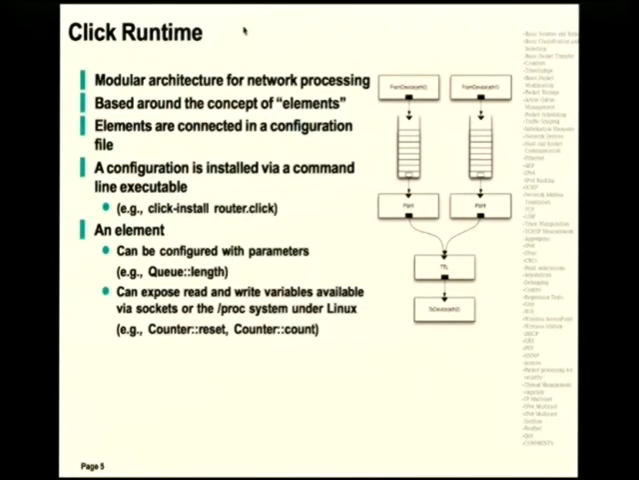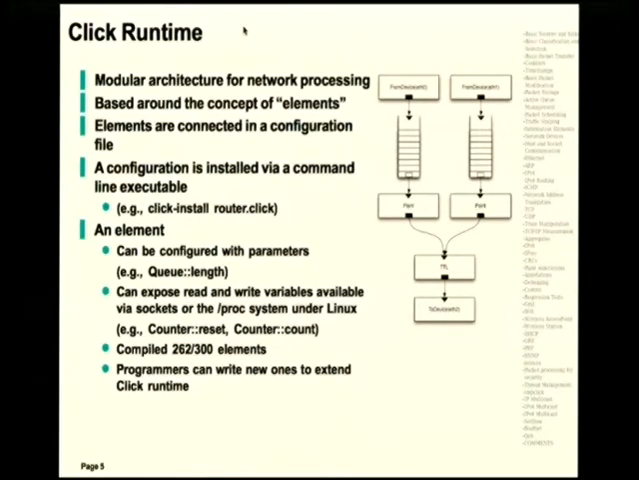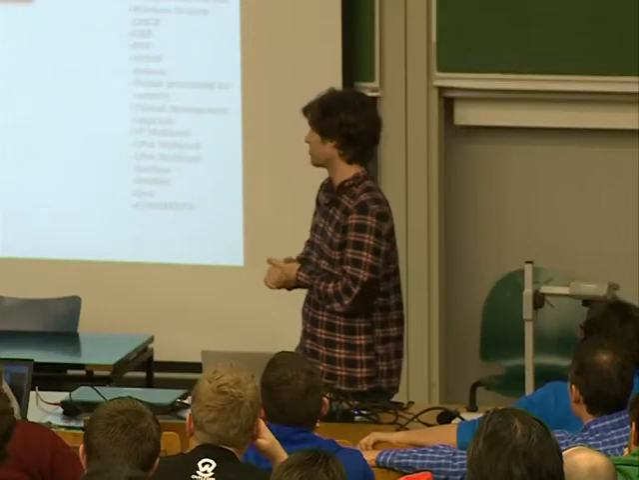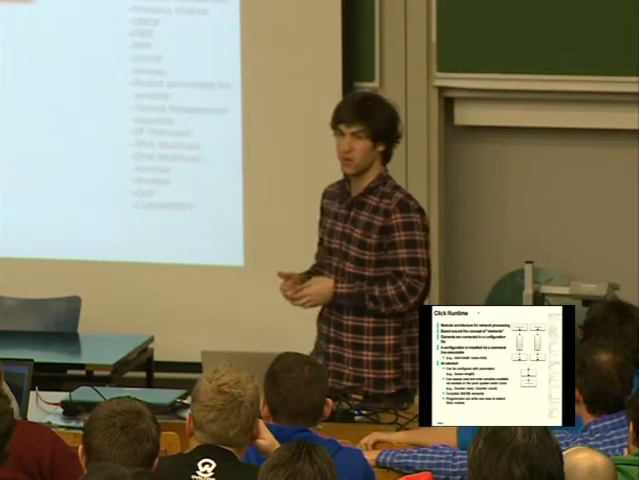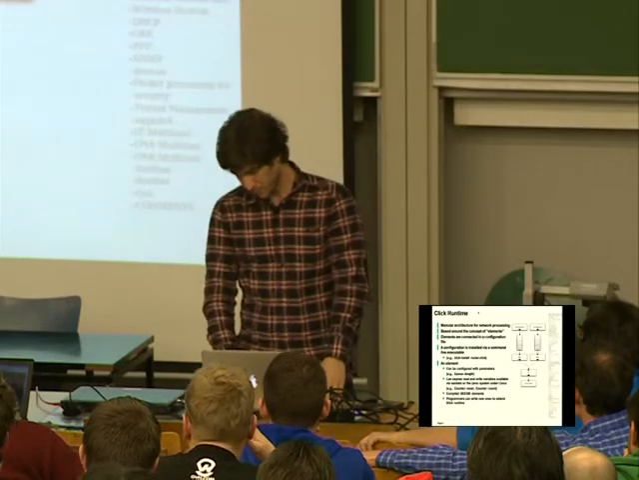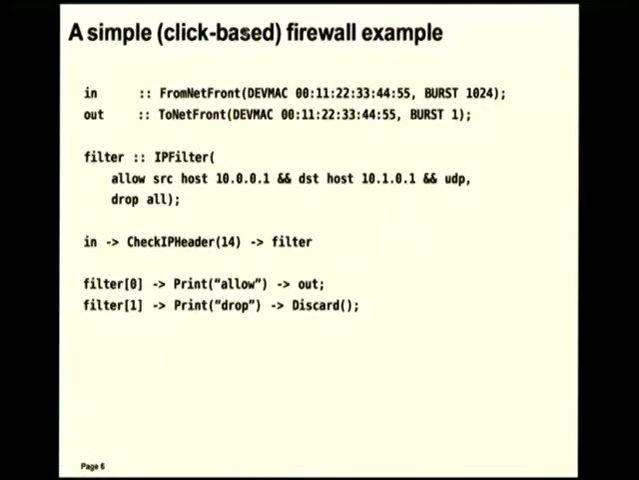These elements expose their counters, if we have a counter on an interface, for example, via variables on the /proc file system. For example, the counter element has a read-only handler, and to reset the counter, you just write 1, for example. For ClickOS, we compile 262 of these elements, excluding the ones that deal with the file system. And if you want to further extend Click, you can just write new elements. It's quite easy.